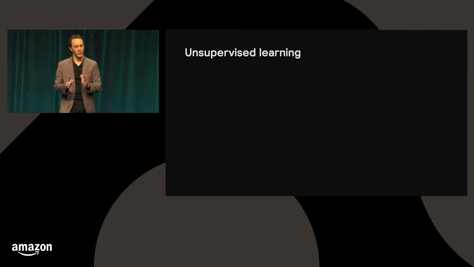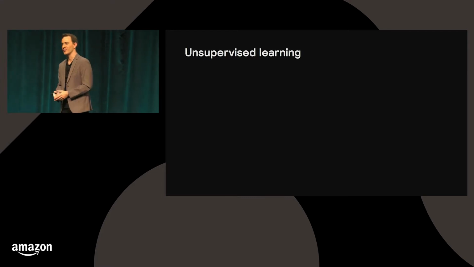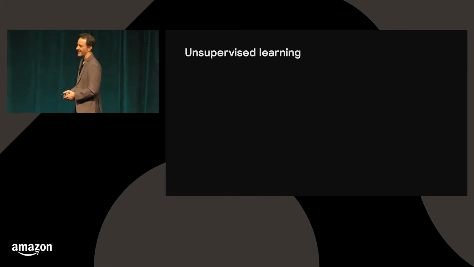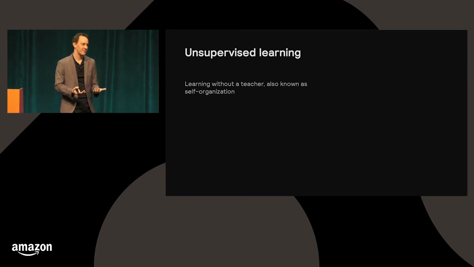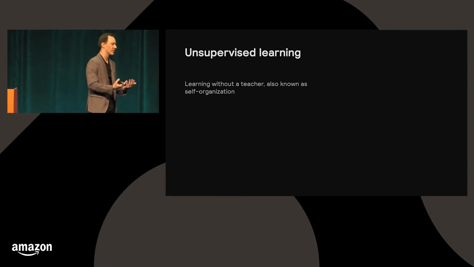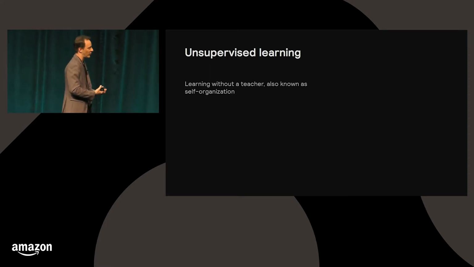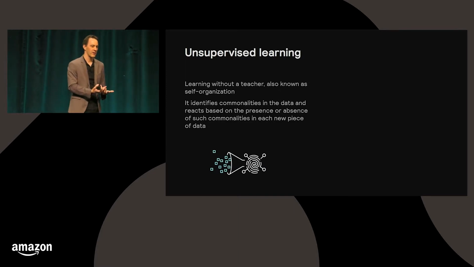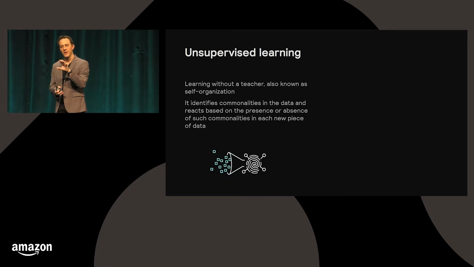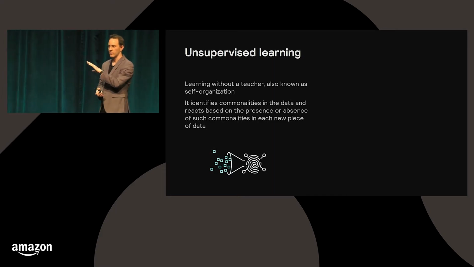So let's switch from the supervised learning algorithms. Let's go to unsupervised learning algorithms. As you can imagine, unsupervised learning algorithms, it's just learning without a teacher, also known as self-organization. The idea is that it can identify patterns in data and react based on the presence or absence of those patterns.